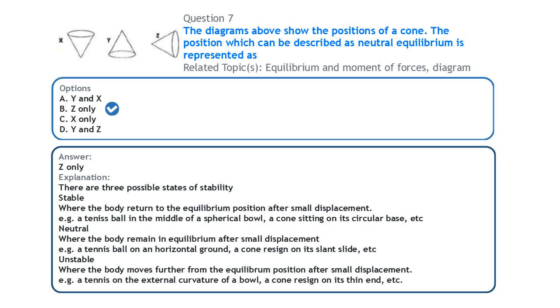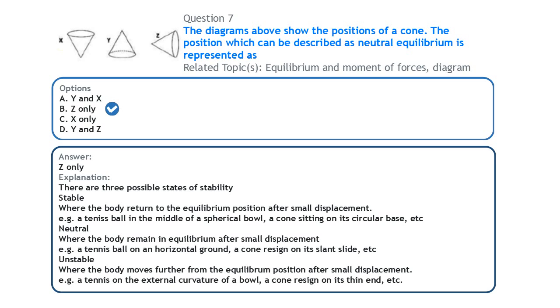We say it is unstable equilibrium, in that if you displace this cone a little, this cone is going to move further away from its point of equilibrium. In this position right here, we say that it is in stable equilibrium, in that if you displace this cone a little, meaning if you push it a little or tilt it a little and release it, it will fall back to this position. So this is a state of stable equilibrium.